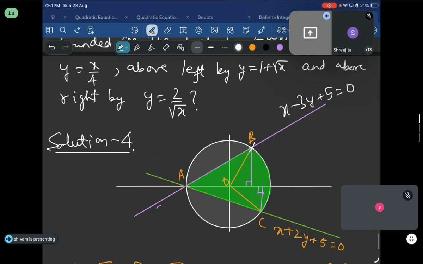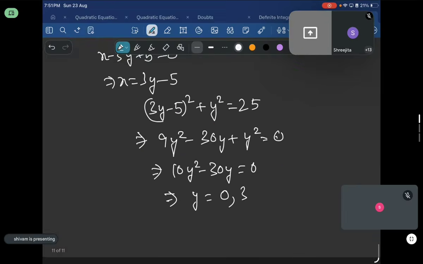So the coordinates at this point will be something, 3. We are only concerned with the height. We don't even need to find the value of x. You can find the value of x as well, but we are only concerned with the height. Same thing we can do for x plus 2y plus 5 equal to 0. And we know that in this case, y will be negative, it is below the x-axis.